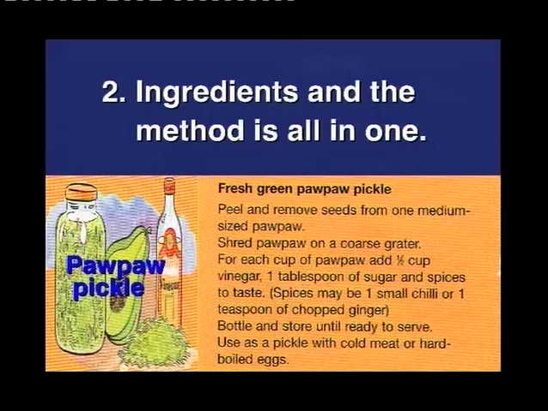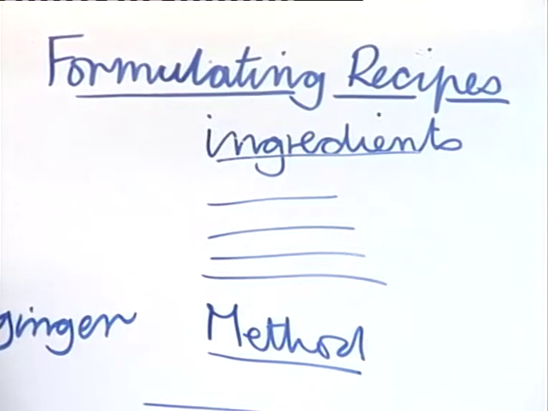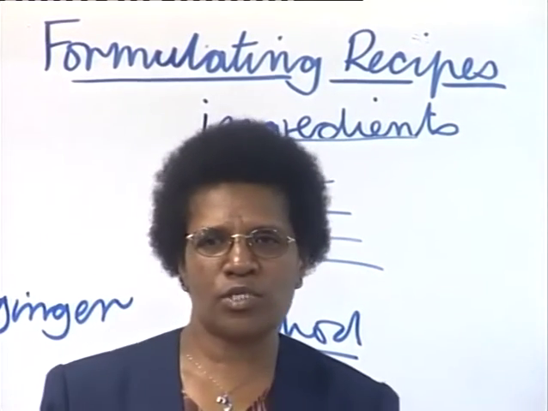Spices. Example like ginger. So these are the ingredients we have. However, those ingredients haven't been separated like the first recipe. The first recipe separated the ingredients and the method. Now the second one had everything in one, where you have to look around to find where those ingredients are.